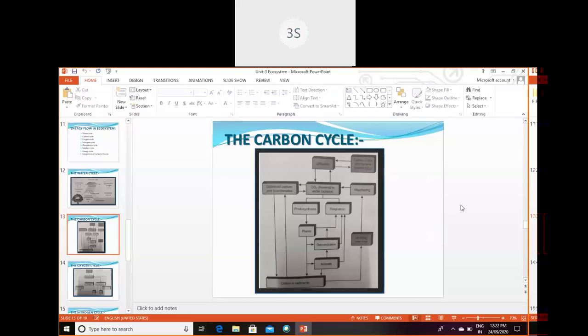So in this way, there is a completion of the carbon cycle. Starting from the sunlight, plants absorb the sunlight and prepare their food, storing it in the form of carbohydrate, which contains carbon. Other plants and animals feed on the plants, and they take carbon from the plants.